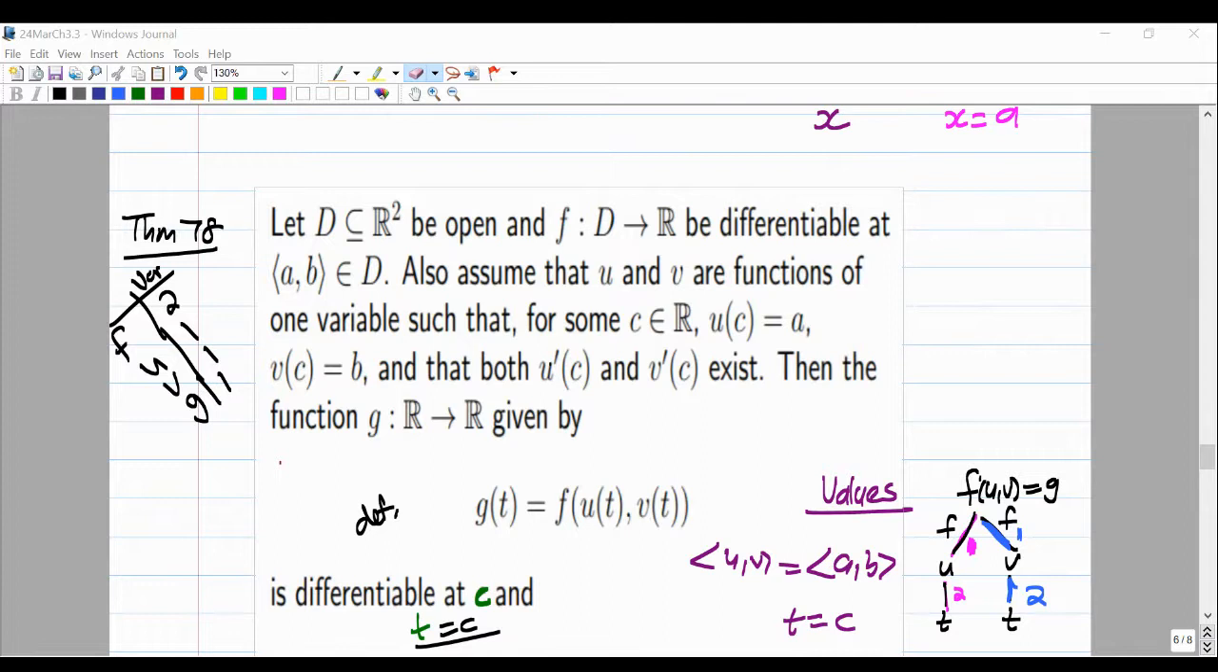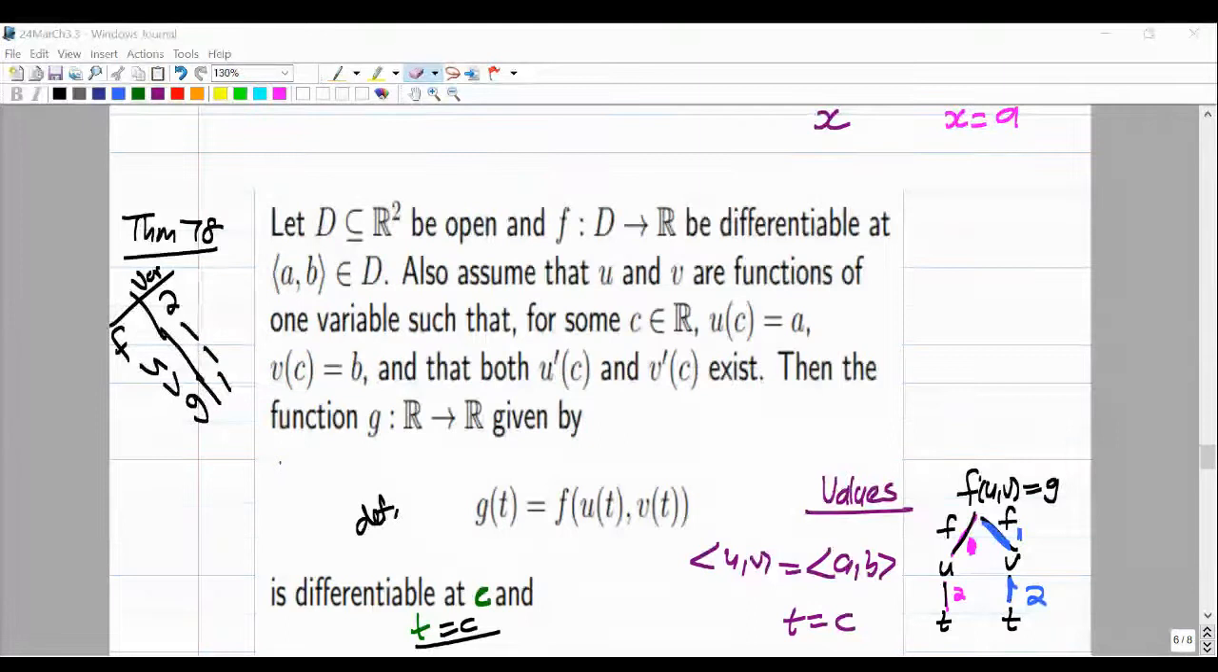Do you see? g ultimately depends on t. If you know t, you can work out the first component of f and the second component of f. And when you plug it into f, you get an output. So my table on the left is clarifying that.